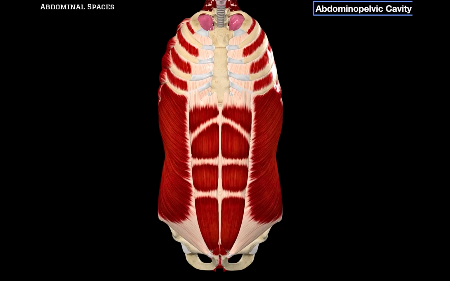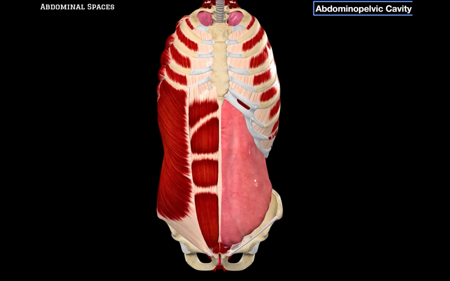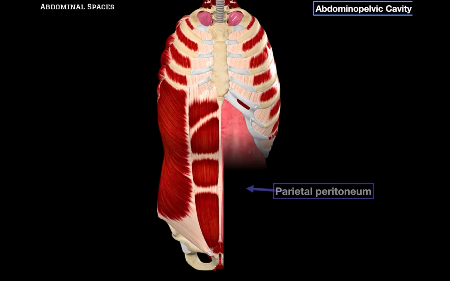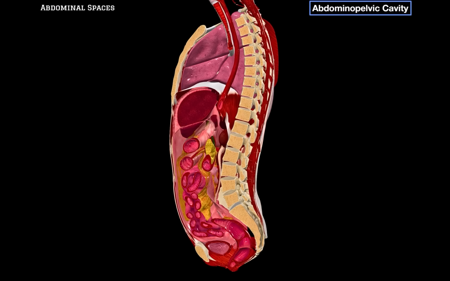Now, let's back up for a moment. Here we see the anterior view of the entire trunk with all its muscles, right? If we gently peel off the muscles and connective tissue on the left side, we will eventually get to a membrane that covers all the internal organs. This is called the parietal peritoneum. And now, if we slice the body in half and look in this direction, we will be able to see inside the parietal peritoneum and see all the internal organs here.